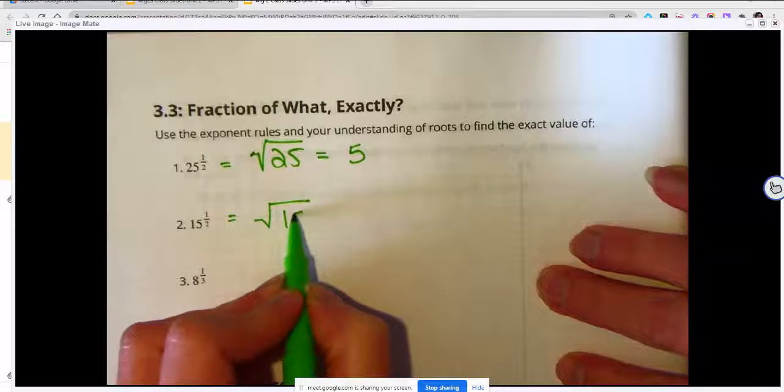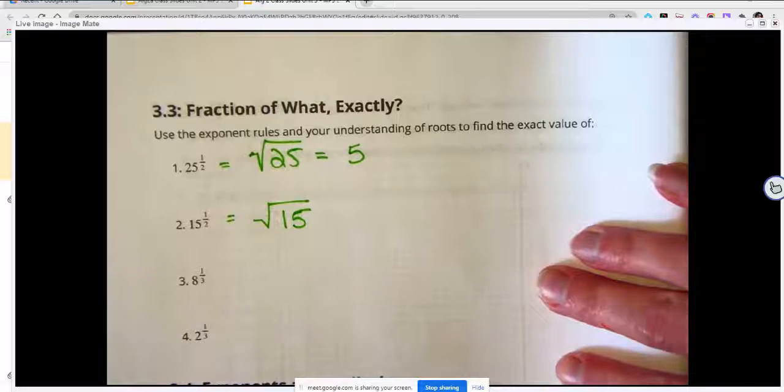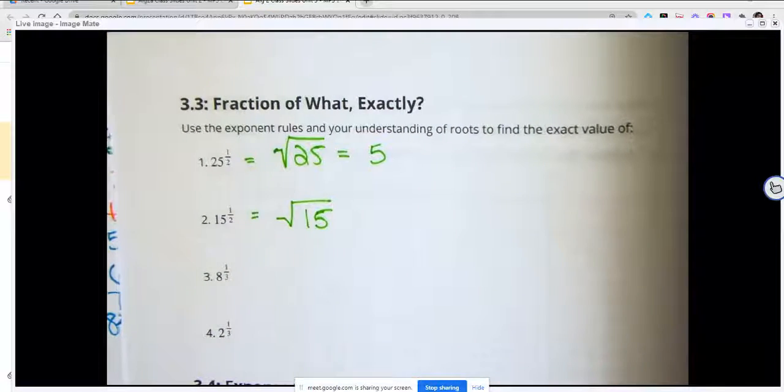If we can't get to an exact number, leave it as a radical. I'm done with that problem. I'm going to walk away from it.